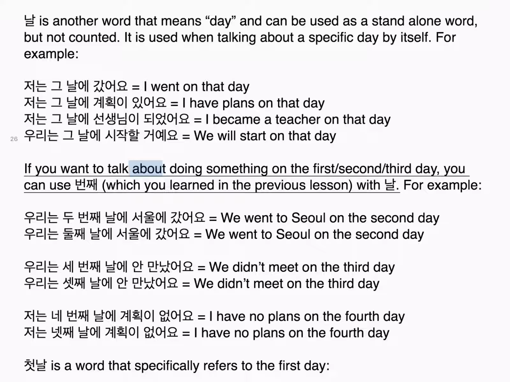If you want to talk about doing something on the first, second, third day, you can use 번째, which you learned in the previous lesson, with 날. For example, 우리는 두 번째 날에 서울에 갔어요. We went to Seoul on the second day. 우리는 둘째 날에 서울에 갔어요. 우리는 세 번째 날에 안 만났어요. We didn't meet on the third day. 우리는 셋째 날에 안 만났어요.